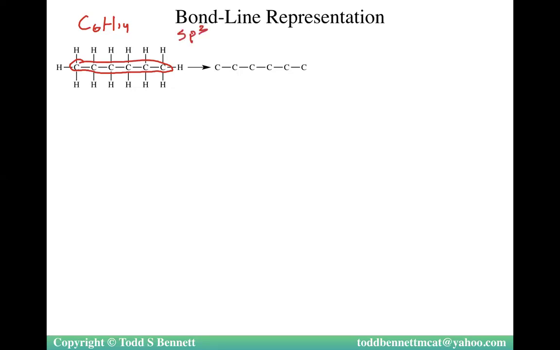So sp3 needs to have a 109.5-degree angle. So we redraw this skeletal structure here as such. It's still 1, 2, 3, 4, 5, 6 carbons. I have my 6 carbons, but now with accurate angles. So that's 109.5, 109.5, 109.5, 109.5. Then lastly, we get rid of the carbons and just make an intersection of 2 lines.